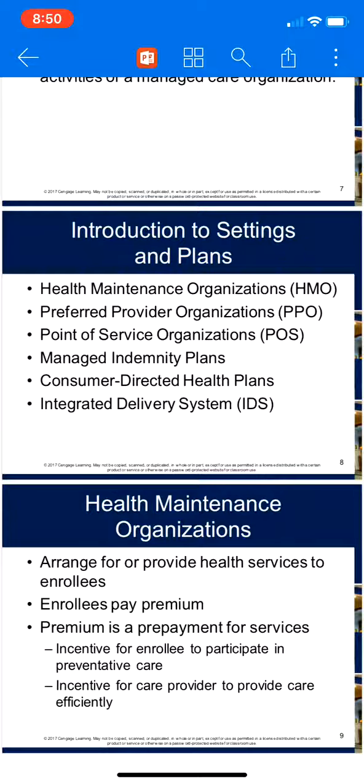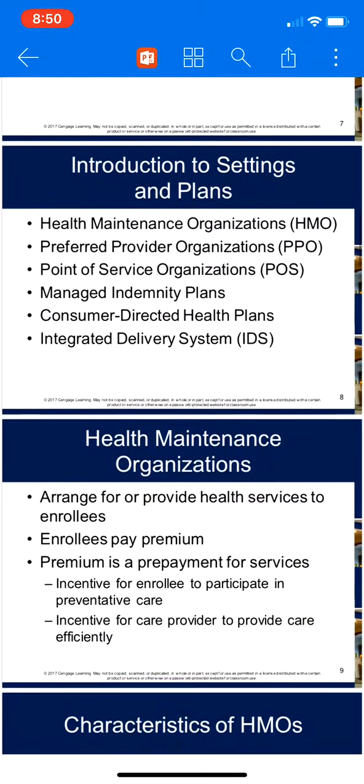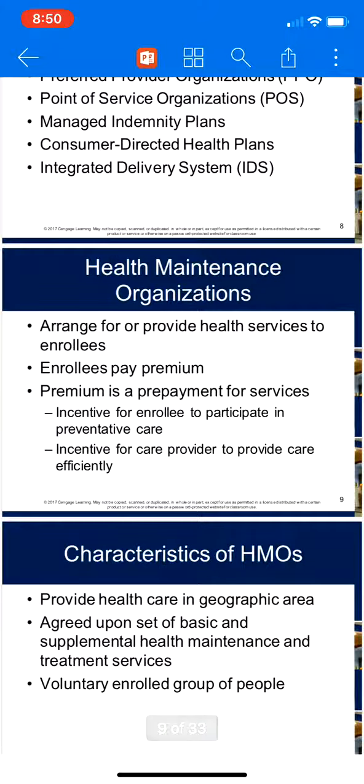So the major types of managed care organizations are health maintenance organizations, provider organizations, point of service organizations, managed indemnity plans, and then we're going to talk about some consumer-directed health plans and integrated delivery systems. Now, let's start first with health maintenance organizations on page 120 in the textbook.